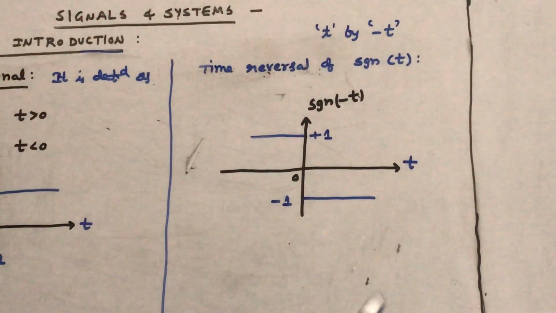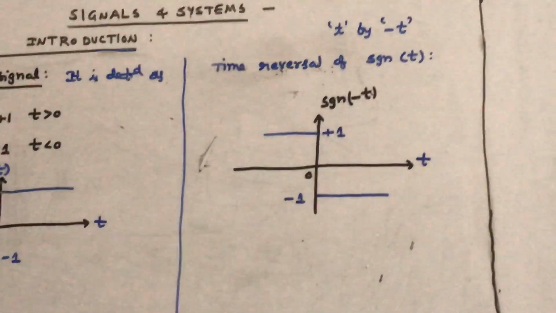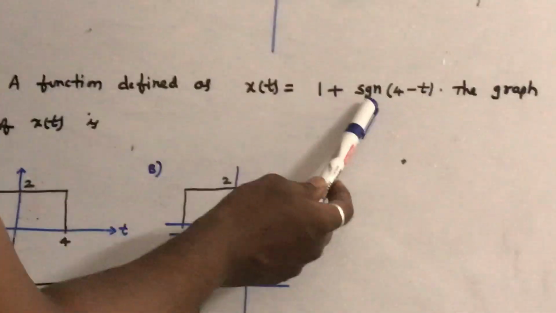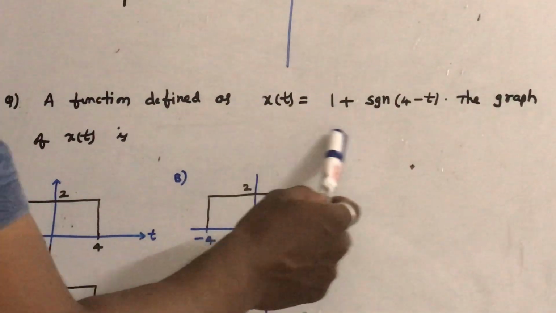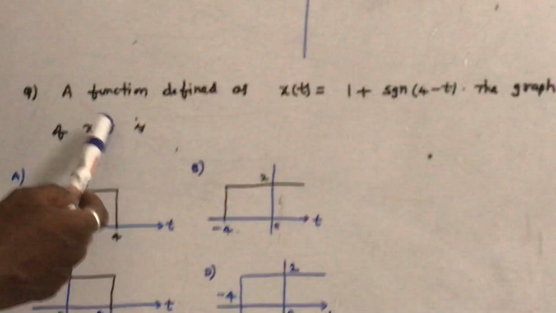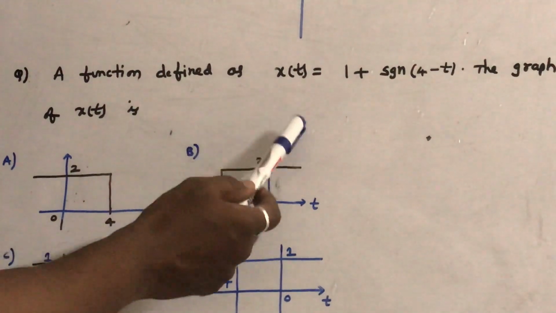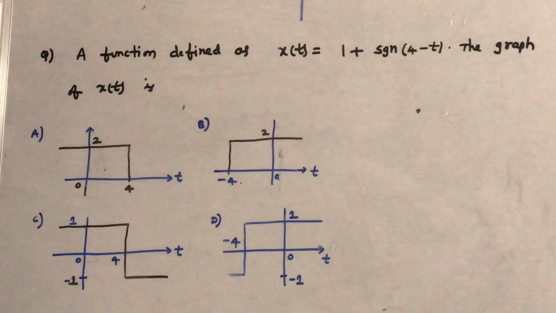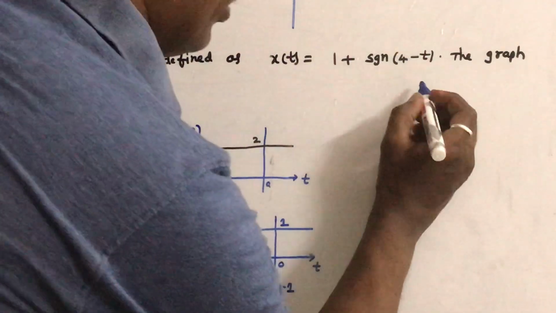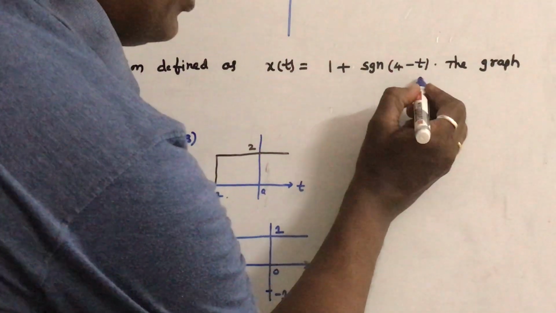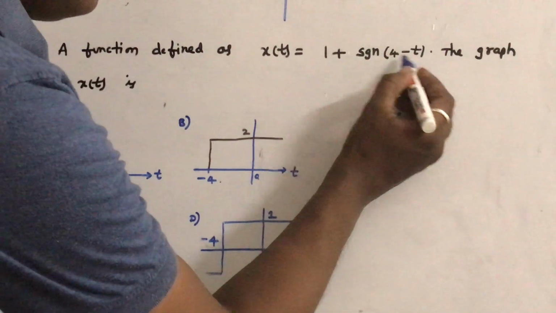Now based on this time reversal, let us see one problem. A function is defined as x of t is equal to 1 plus signum of 4 minus t. So this x of t equation is given. Which one of the following graphs is correct for the given x of t? Let us see first how to solve this problem. First you have to identify that there is -t here. So whenever -t is there in signum of -t, first we have to draw signum of -t.